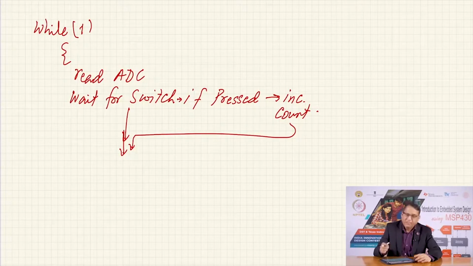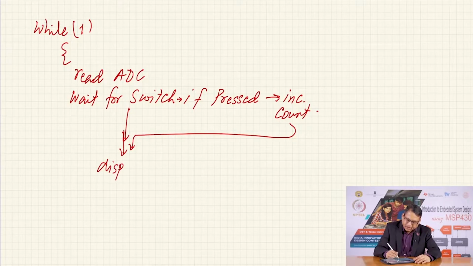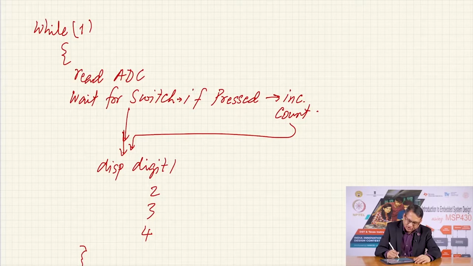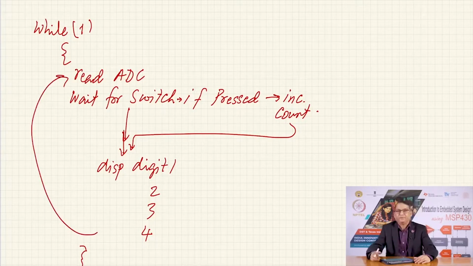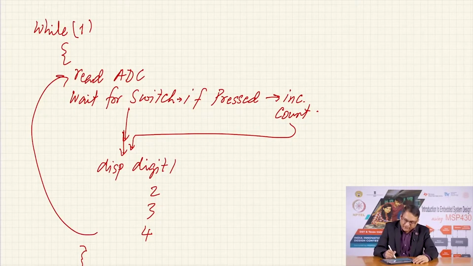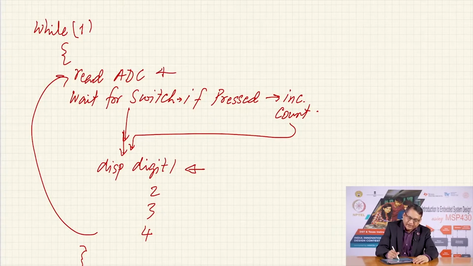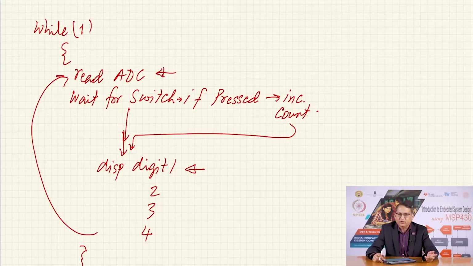And now what you do? Break that count into 4 digits, display digit 1, then display digit 2, 3, 4, and then here your loop terminates, which means you are going to now go back, read ADC and so on. Now, see what is going to happen. The time for which each digit is on will be determined by the ADC value. And so, suppose the ADC value resulted in 1 millisecond.